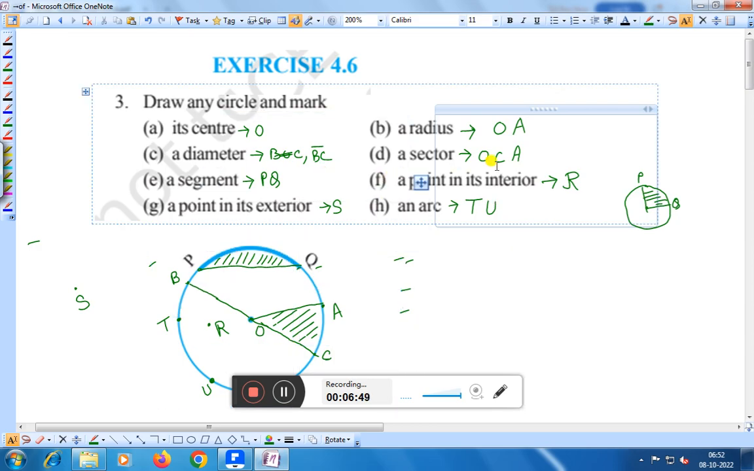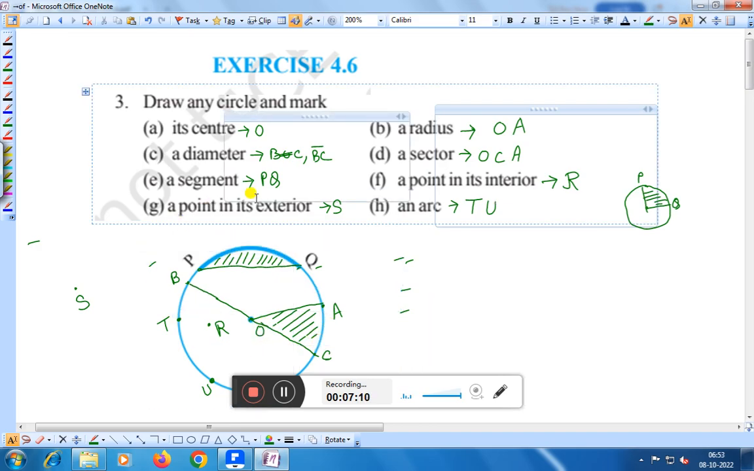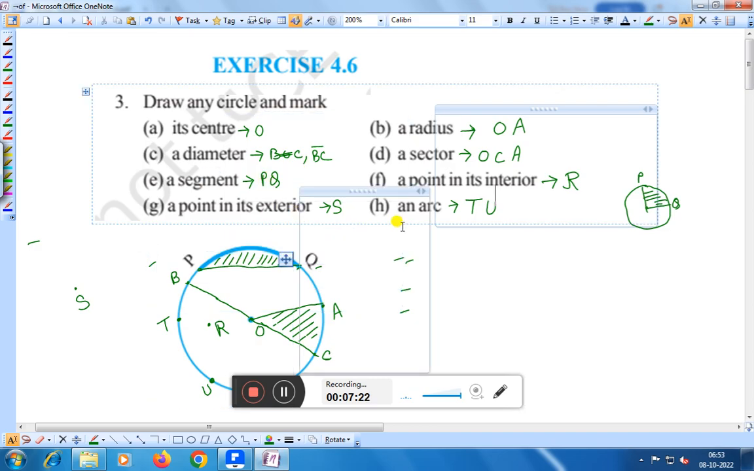A sector, right? What is a sector? A sector is an area covered by 2 radii and 1 arc. Suppose here OCA is an area covered by arc AC and by 2 radii, that is OA and OC. This is the sector of the circle. A segment. A segment is the area covered by an arc and by a chord. Suppose PQ, right? PQ is a chord and PQ is an arc. Therefore, the area covered by the arc and the chord is the segment, that is PQ.